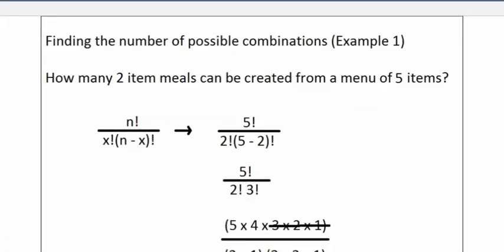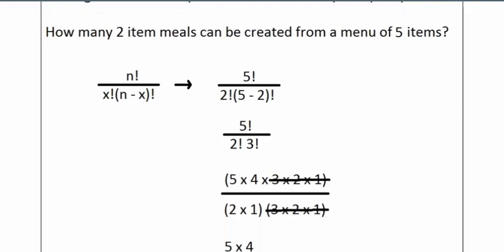So let's do one example right here of finding the number of possible combinations. This one says, how many 2-item meals can be created from a menu of 5 items? So we're selecting 2 things from 5 things. So n is 5 and x is 2. And we have our exclamation point. So first we need to subtract right here in the parentheses. So 5 minus 2 is 3. We have 3 right there. Now we just have to expand all of this out.